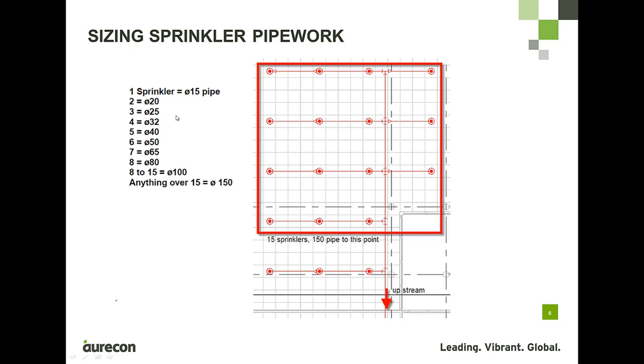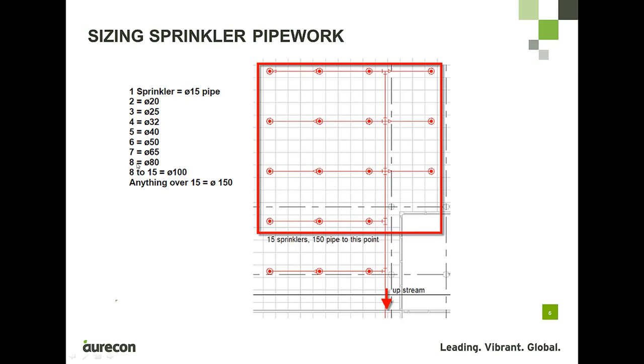Here is such an example. This is telling us that if we are feeding one sprinkler, we're going to need a pipe that is 15 millimeters in diameter. If we are feeding two sprinklers, we're going to need a 20 millimeter diameter pipe. 3 sprinklers will be 25, 4 will be 32, 5 will be 40, 6 sprinklers will be 50, 7 sprinklers will be 65 in diameter.